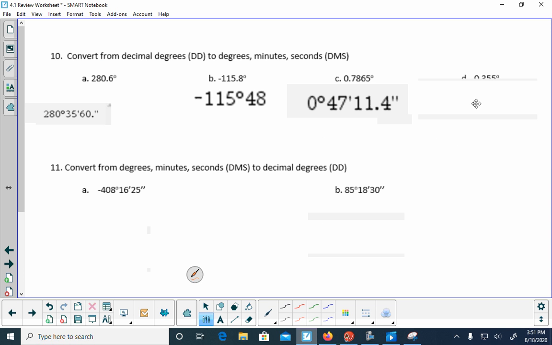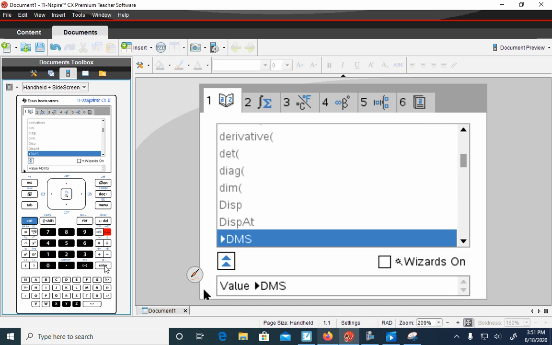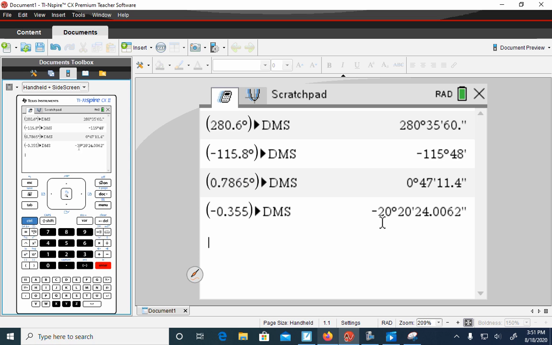And then the next one, I have negative 0.355. I'm going to purposely make a mistake. Well, I didn't mean to make that mistake. If I forget to do that degree symbol and just go to my book and hit degree minutes seconds, it's going to give me a negative 20 degrees. And I know that's not right because it's a negative 0 degrees.